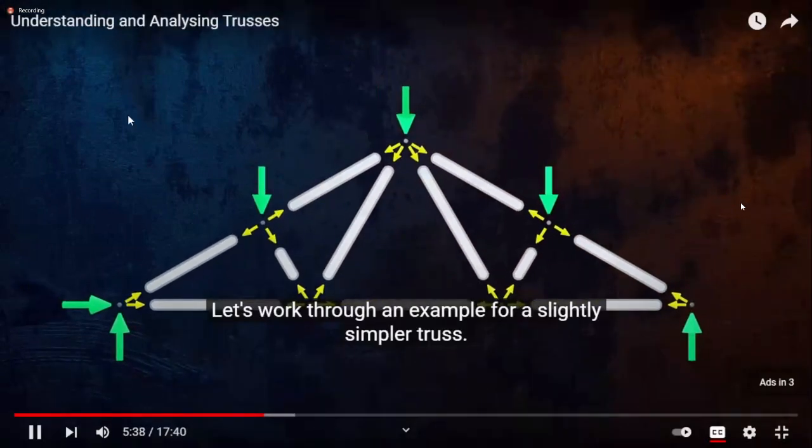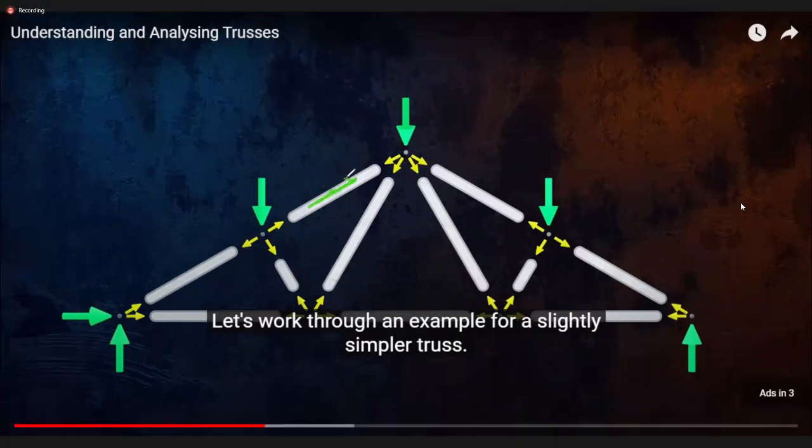Let's work through an example. For example, over here, you can see that all elements are shown in tension. What I mean to say is, this particular part is being pulled outside. As a result, it is pulling the joint towards it. This is pulling the joint towards it.